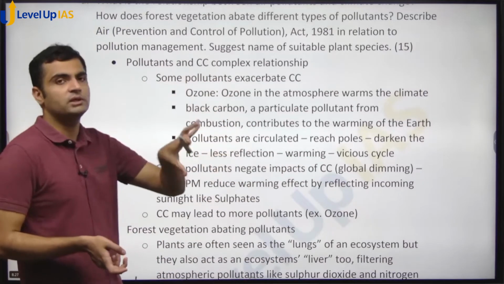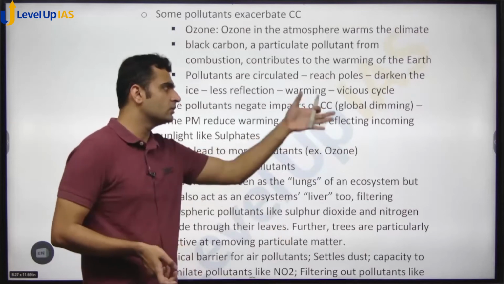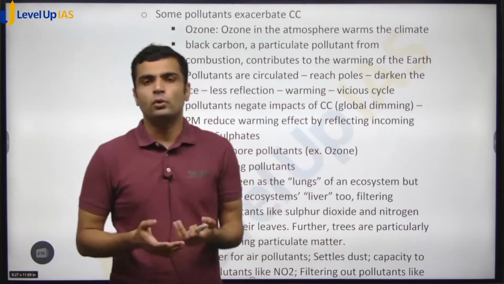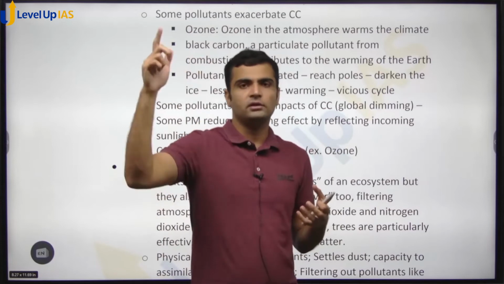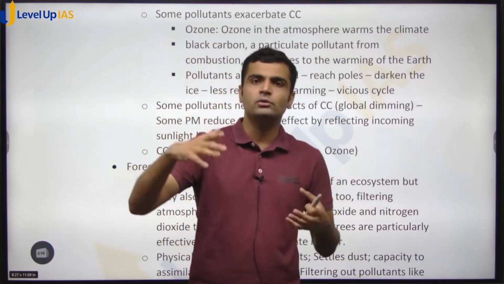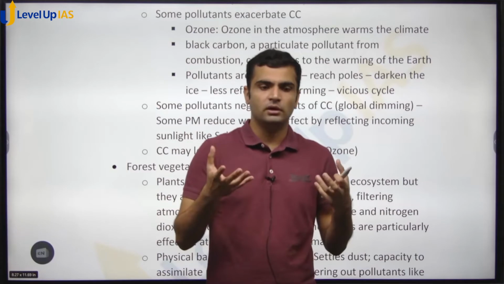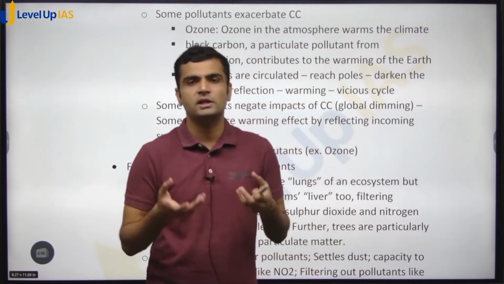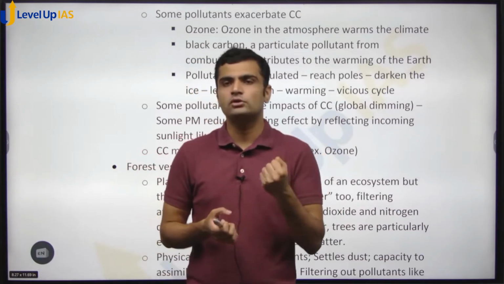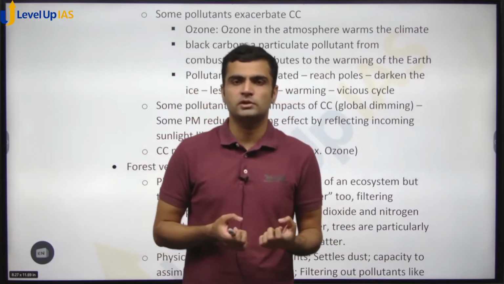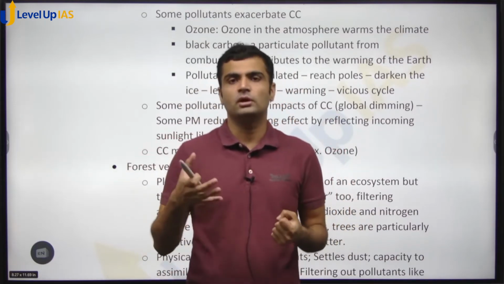So some pollutants will exacerbate climate change. On the other hand, some pollutants will negate the impact of climate change, which is what we know as the global dimming impact. If there is particulate matter in the atmosphere, it will actually reflect away incoming sun rays. They will not let those sun rays reach the earth, and because of that, insolation will reduce, and the temperature of earth will not rise as much as it should. So this phenomenon is acting together with global warming, and it is reducing the impact of global warming to some extent. If global dimming was not there, global warming would be much more severe.